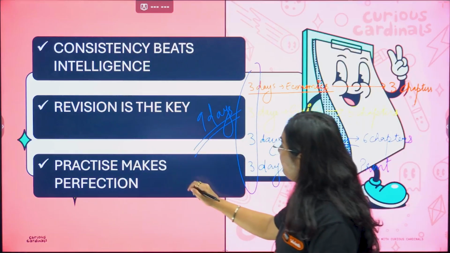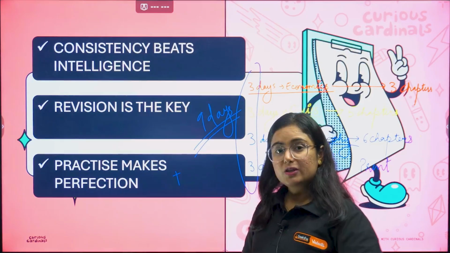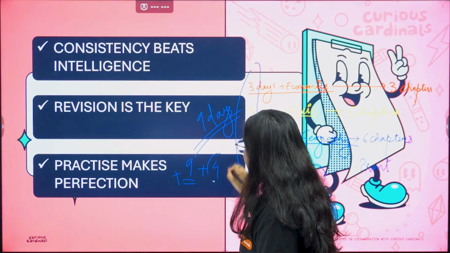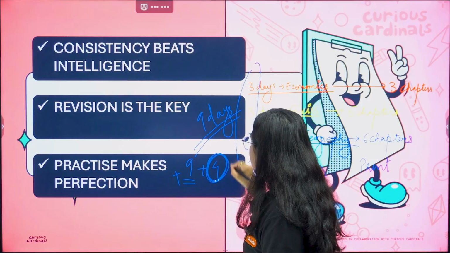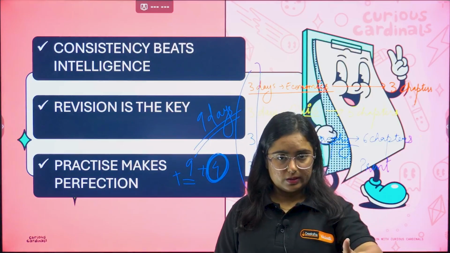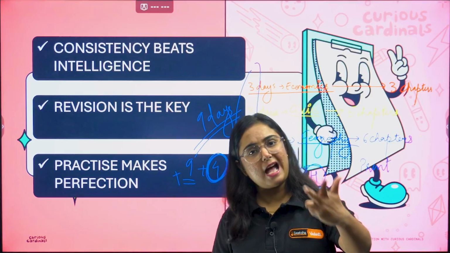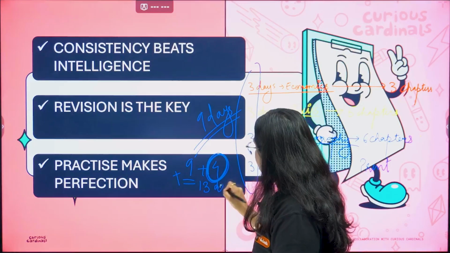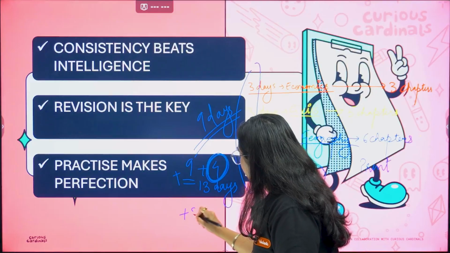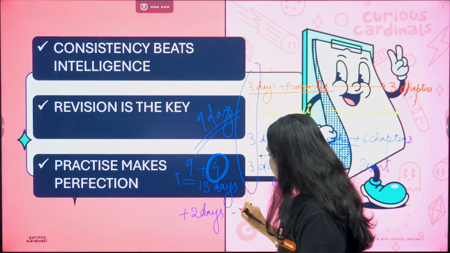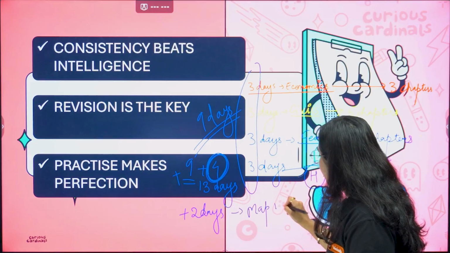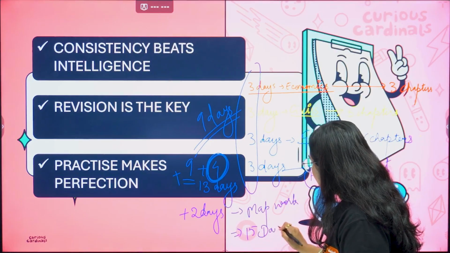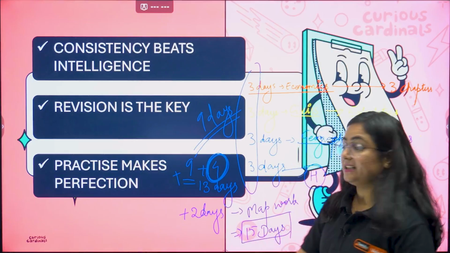But now what we will do, we will add some revision days for the same. 9 days plus 4 days for revision, 1 day each for history, geography, civics and polity. So there are 13 days. Plus add 2 days for map work, and this is your 15 days strategy to ace your SST exam.